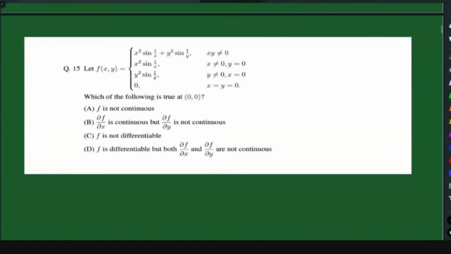So you have x square sine 1 by x plus y square sine 1 by y for xy not equal to 0. And for x not equal to 0, y equal to 0, it is x square sine 1 by x. And for y not equal to 0, x equal to 0, you will get y square sine 1 by y. And x equal to y equal to 0, you have 0. So you have to look at the following things at (0, 0), right? So for the first option, is f continuous at (0, 0)? So what can you say about this? Whether this function is continuous at (0, 0)?